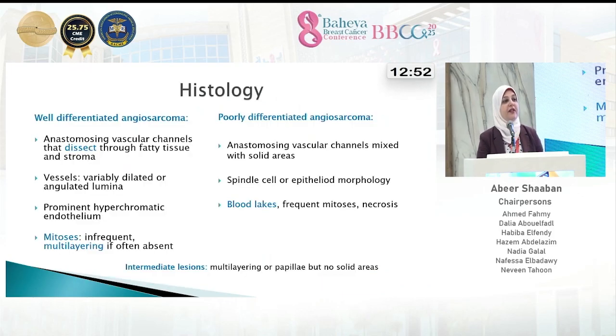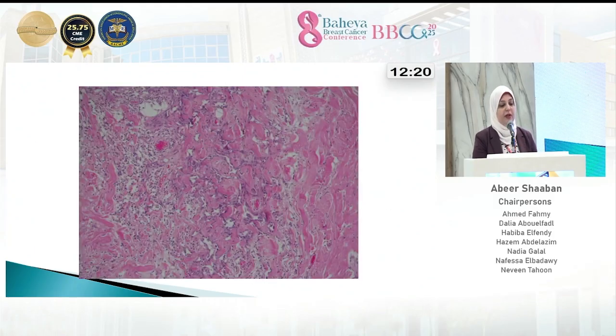Histology, there are 3 grades: well-differentiated angiosarcoma, intermediate, and poorly differentiated. So the well-differentiated is what we can still recognize as a vascular lesion. We will have slit-like structures and lining of endothelium that is malignant. Poorly differentiated can mimic anything, can mimic breast cancer, can mimic spindle cell lesions, and blood lakes can be seen. And intermediate lesions are those with multilayering or papillae, but no solid areas.